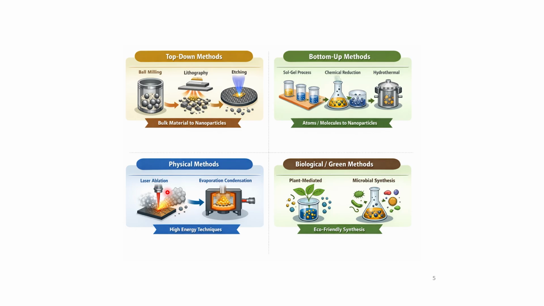Then physical methods include laser ablation or evaporation condensation. These are very high energy techniques. They will require high energy to create that. So it depends on your requirement, on what you are trying to make and how much resources you have. Then there are biological and green methods. They may be plant mediated or microbial synthesis. And these are eco-friendly synthesis. So if you want to make something biocompatible or eco-friendly, you choose this method. So you can see top down methods are mostly physical methods, bottom up methods are mostly either chemical or biological.